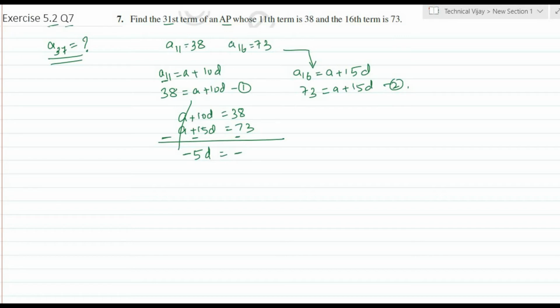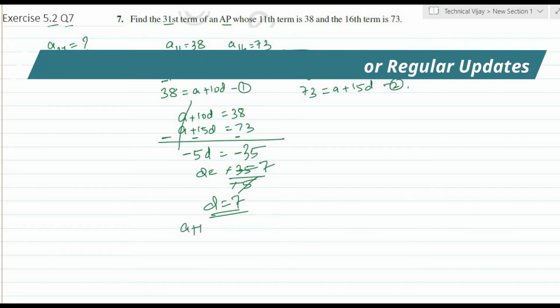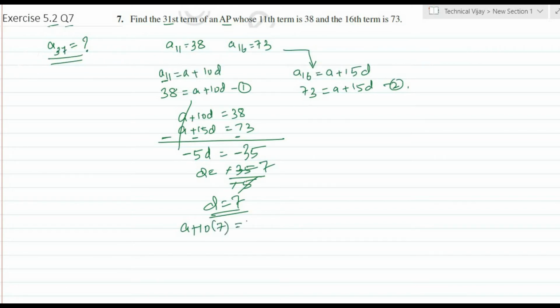So minus 5d is equal to minus 35. So d is equal to minus 35 divided by minus 5. Minus minus cancels, and 5 sevens are 35. So d is equal to 7. Once we have d, we substitute in any one of the equations to get a. a plus 10 into d is equal to 38, so a is equal to 38 minus 7 into 10, which is 70. So a is equal to minus 32, and d is equal to 7.